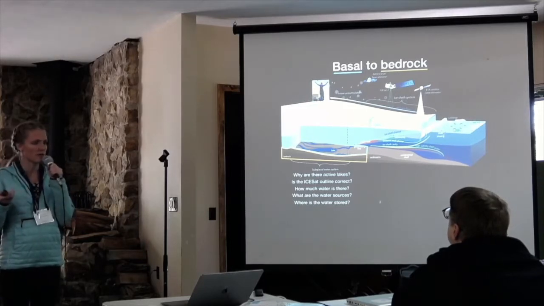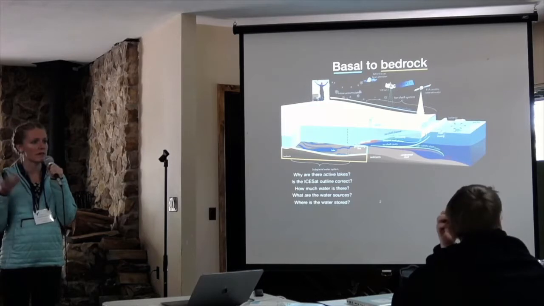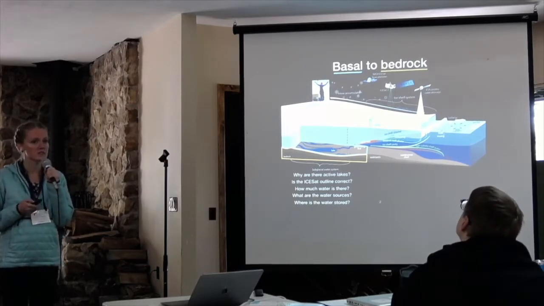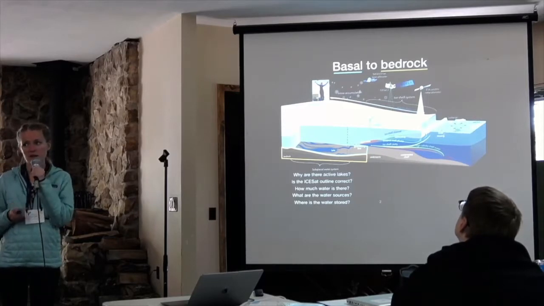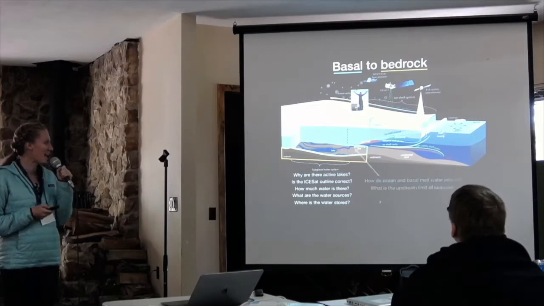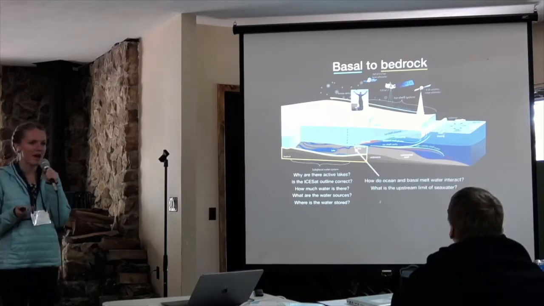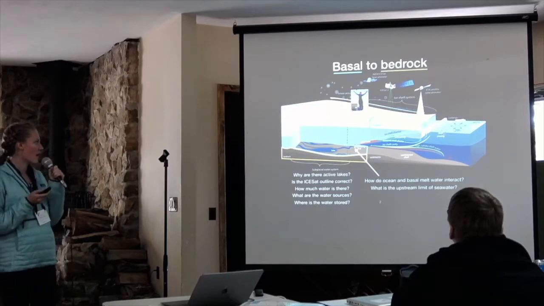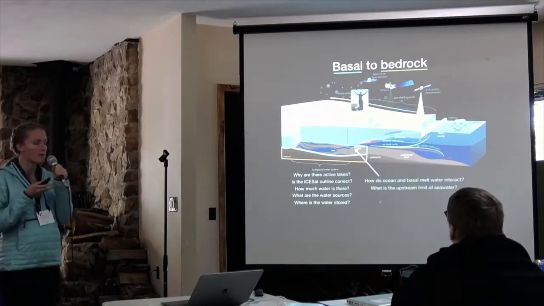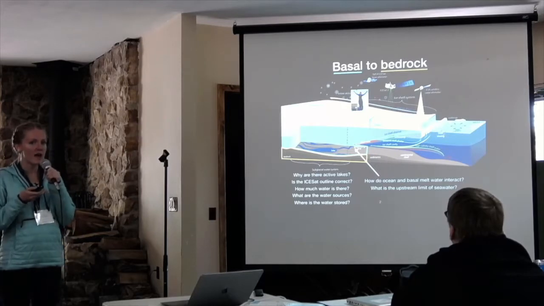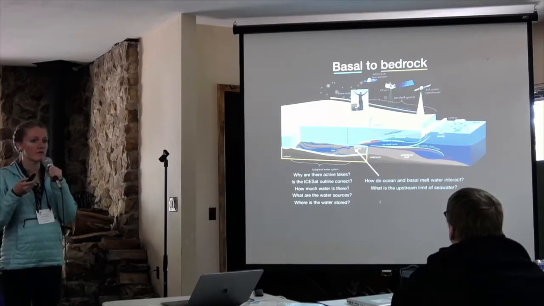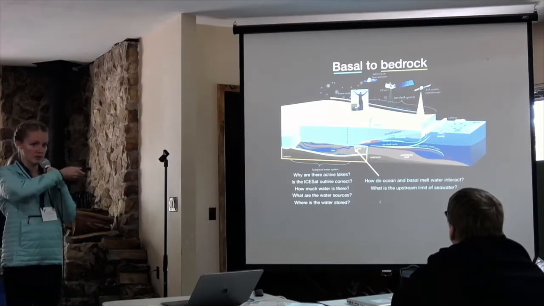I think sometimes we think about water in lakes as being basally sourced, but there is probably a groundwater component as well, so I'm interested in exploring that regime. And moving down to the grounding zone, I am interested in looking at how hydrologic systems interact with the ocean. So how are ocean and basal meltwater interacting at grounding zones, and tied to that, what is the upstream limit of ocean water getting in under the grounding zone?